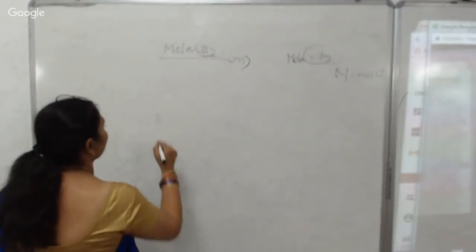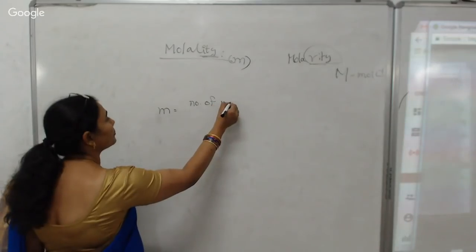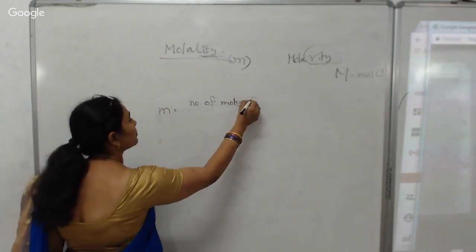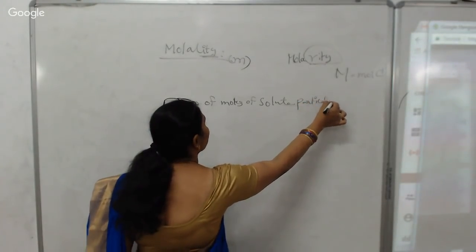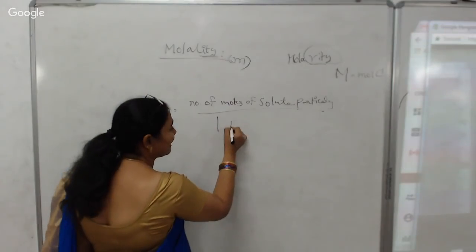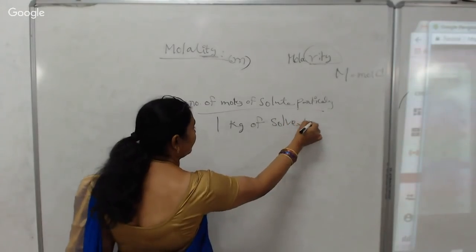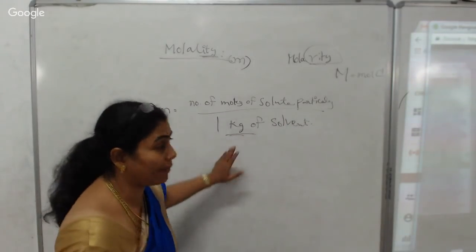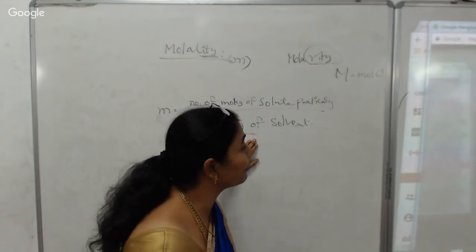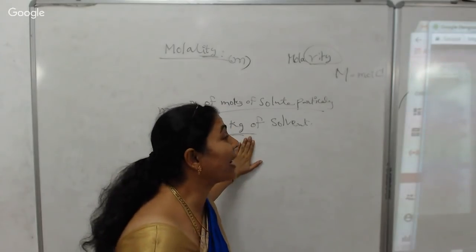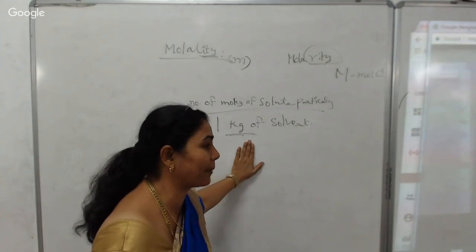Small m is nothing but again the same: number of moles of solute particles dissolved in 1 kilogram of solvent. 1 kg of solvent, very important children. Sometimes, actually this year in the 12th standard board exam, they asked: define molality. Define molality, they ask in the 12th standard board exam.